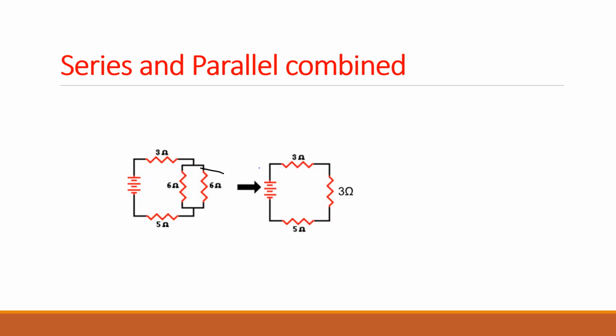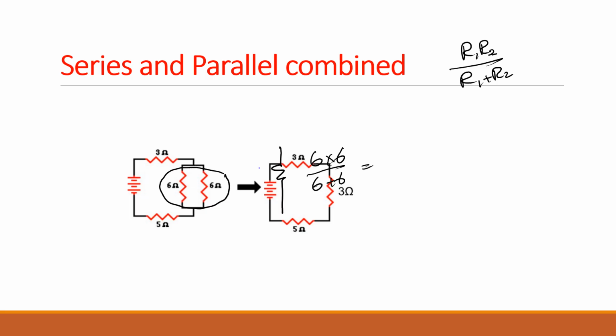When they are in parallel, you can convert them to a single resistor. That will be R1 times R2 over R1 plus R2, the previous equation. I hope you remember that. So 6 times 6 divided by 6 plus 6, which is 3. Normally when you have equal resistances in parallel, you get half of it. When you have two equal resistors and you combine them in parallel, it will be half of the resistance. So that is 3 ohms.